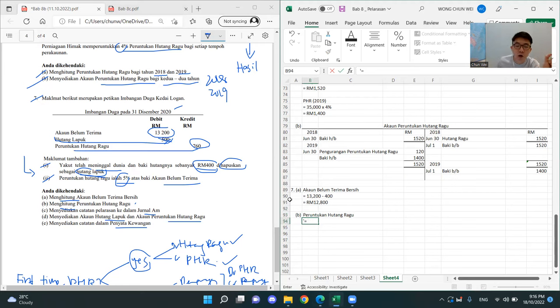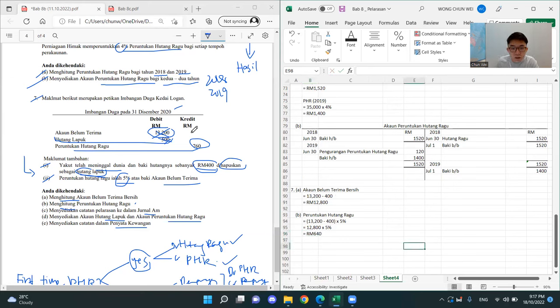How much is the ABT bersih now? It's no longer 13,200. How much is that now? It is 12,800, the latest one, because after you minus your 400 of Hutang Lapuk. So here, you put 12,800. Okay, if you want to know how we get this figure, I don't mind to show you again, 13,200 minus 400. Okay, and then you times the 5%, not 4% here, it's 5% here. So 13,200 minus 400, you get back this figure, 12,800. So it's actually the same thing. I just copy and paste into here. Then you have to times the extra 5%. So 12,800 times 5%, you get 640 ringgit Malaysia.